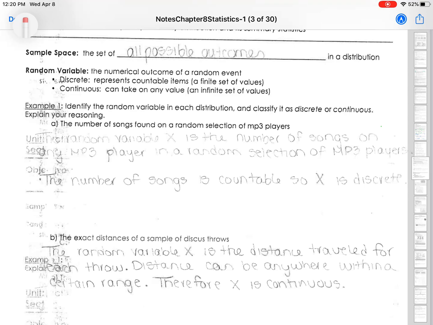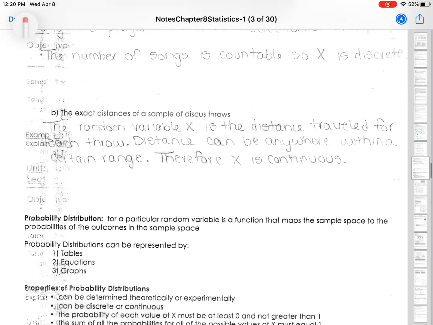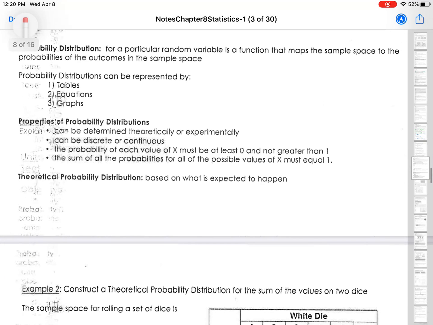If we're talking about the exact distances of a sample of discus throws, the random variable X is the distance traveled for each of the throws, and the distances can be anywhere within a certain range. Therefore, X is continuous, because there's so many of them. So think of it that way.